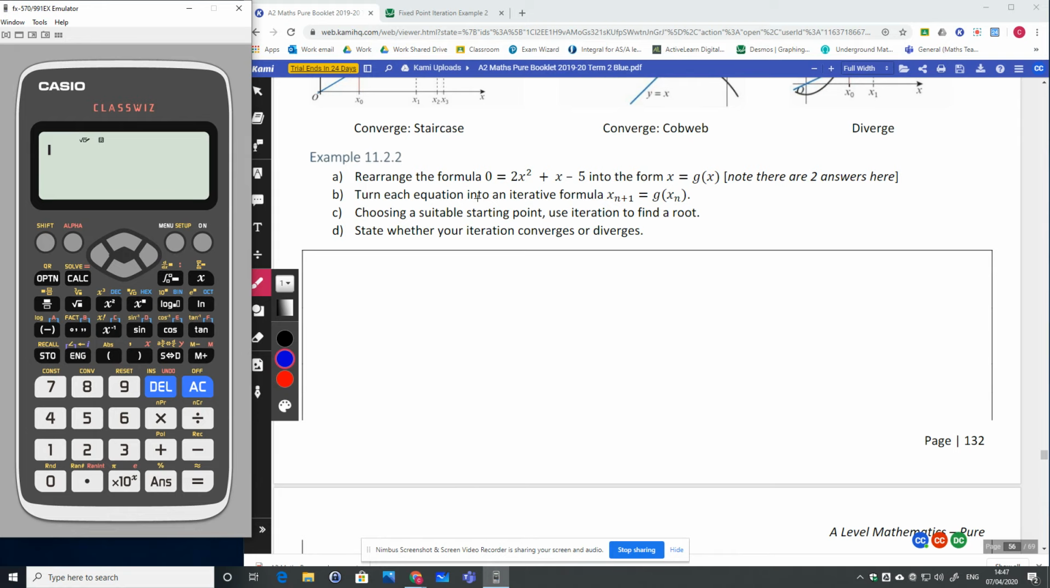example. So the first thing we're going to do is we're looking at the formula 2x squared plus x minus 5, and in an iterative formula we rearrange it to be x equals g of x. I'm going to scribble that out because that's wrong. There's more than 2 answers. So just pause the video and take a moment to rearrange it so that you get x equals. There's a number of different ways that you can do it. Okay, so I might make that x the subject there. So that would be x is equal to 5 minus 2x squared.